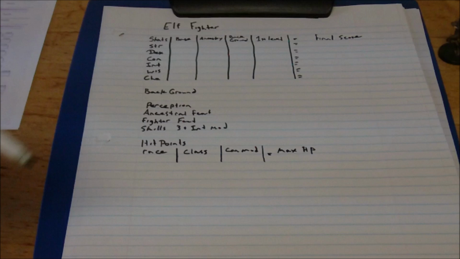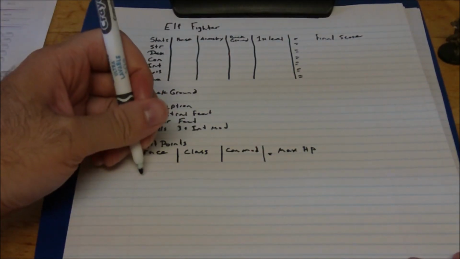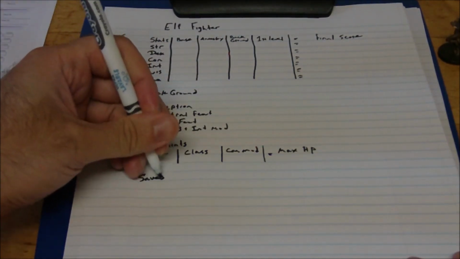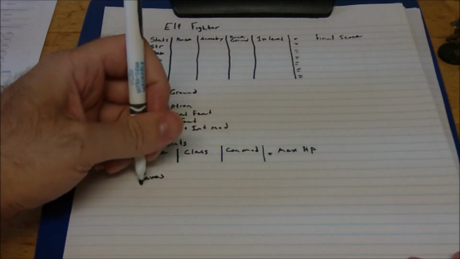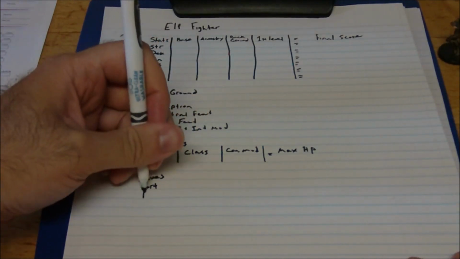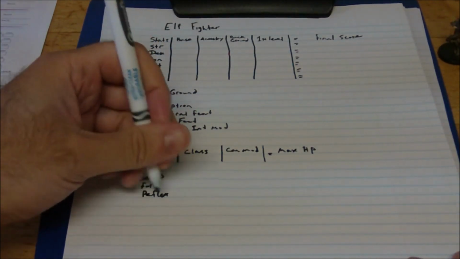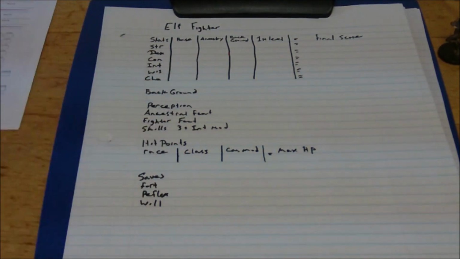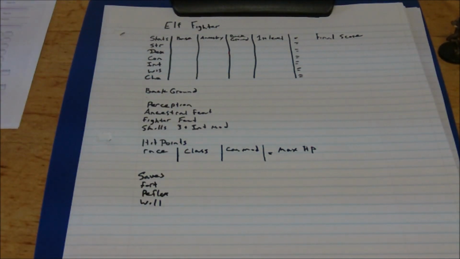The only other thing that I need to put in are the saving throws, and we'll just get those in here. So we've got saves, and then we've got fort, reflex, and will, and basically what I'll do is write in what my training level is in each of those, as well as what my training level is in perception.